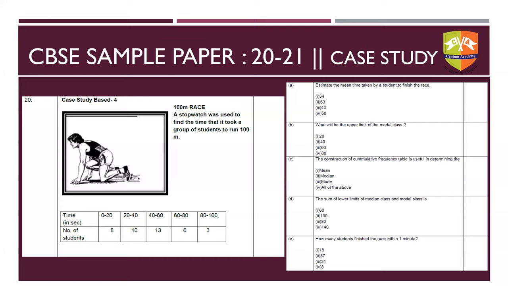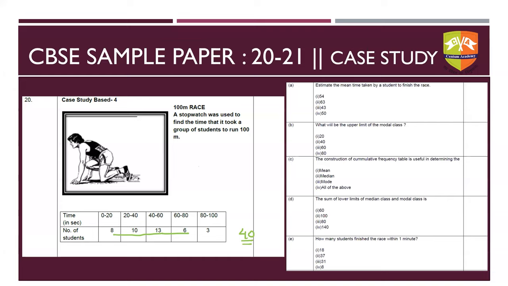Okay, so what is the first answer? In a 100 meter race, a stopwatch was used to find the time it took a group of students to run 100 meters. Estimate the mean time taken by a student to finish the race. So you have to first take class marks. First of all, find the summation of Fi: 8, 10, 18, 18 and 13 is 31, and 6 is 37, and 3 is 40. Okay, 40 students have run.